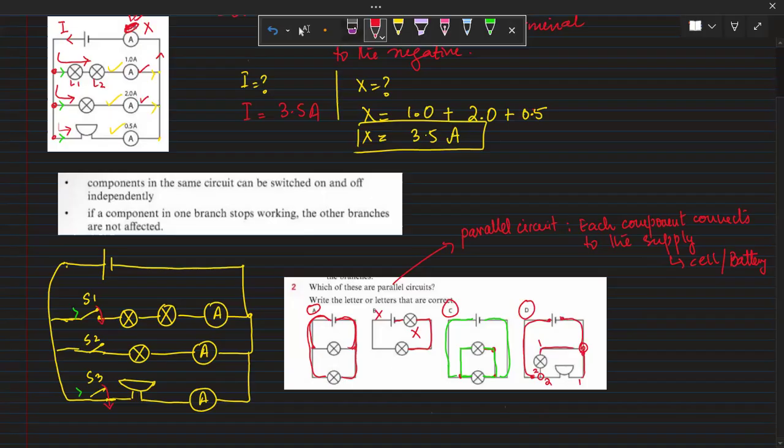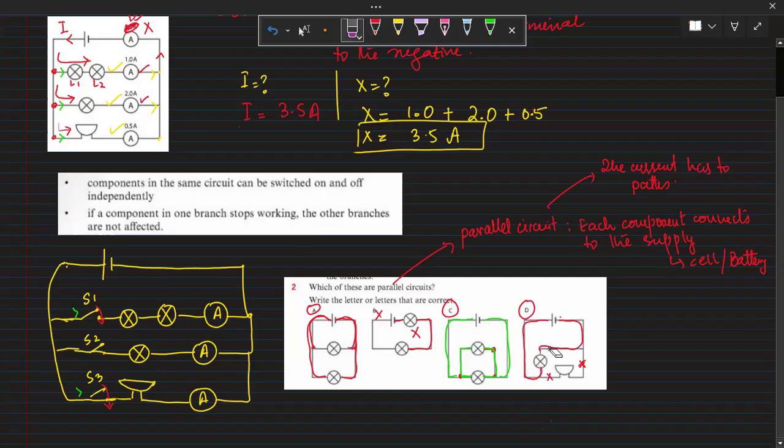Yes, sir. See, in a parallel connection, the current has two paths, right? So that means if I break this component, will this lamp continue to glow? Yes. Why? Because the current will still flow through the lamp and then go back. Is this clear? Okay.